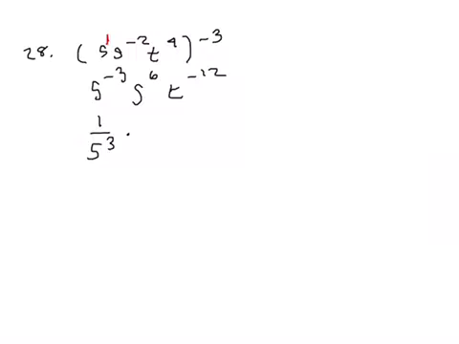If it makes things easier, turn it into a fraction just by putting it over 1, but you don't have to. And then the t, we take the inverse of it, and it becomes t to the 12th. So multiplying straight across, I get s to the 6th over 5 cubed t to the 12th. Okay? Go to number 30.